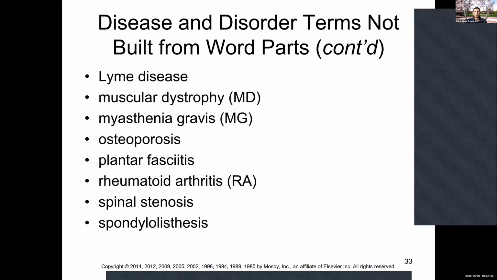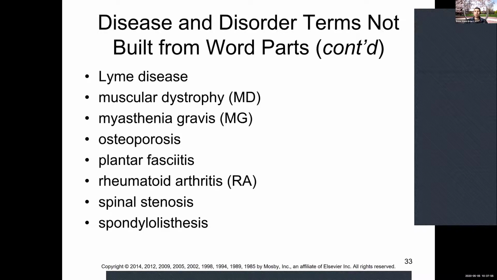Rheumatoid arthritis, we looked at a picture of that yesterday. Again, just autoimmune, causing joint inflammation. Spinal stenosis, this is a narrowing of the spinal column. You can see this on page 611 up at the top right-hand side. It shows a thickened ligament causing a stenosis in this case, as well as some enlargement of the facets, which are holding the vertebrae together within the spinal column.